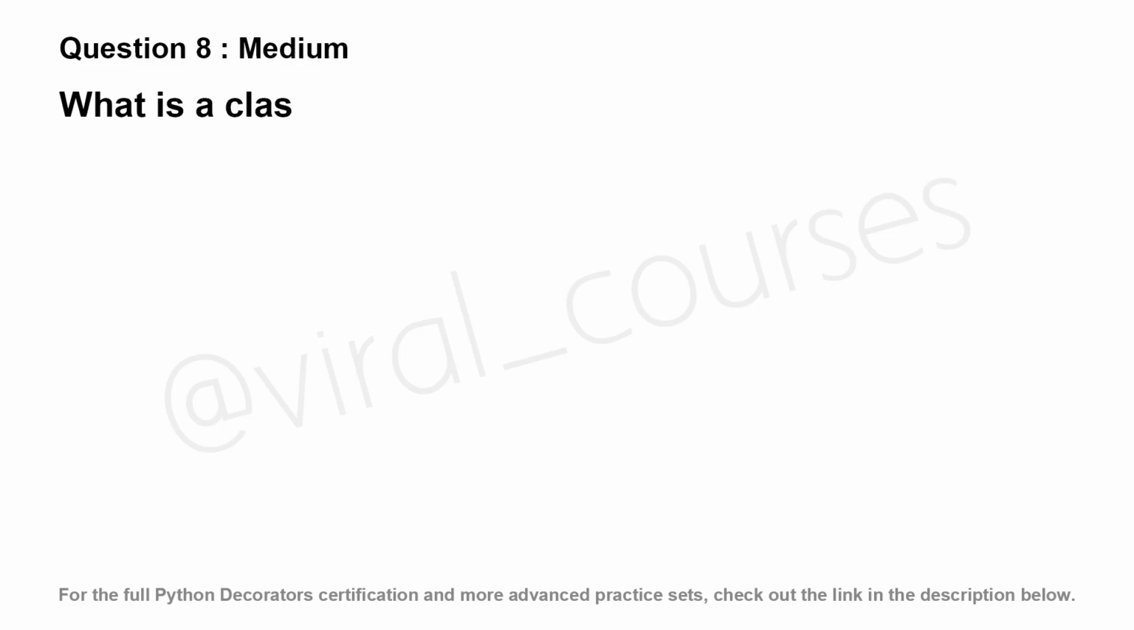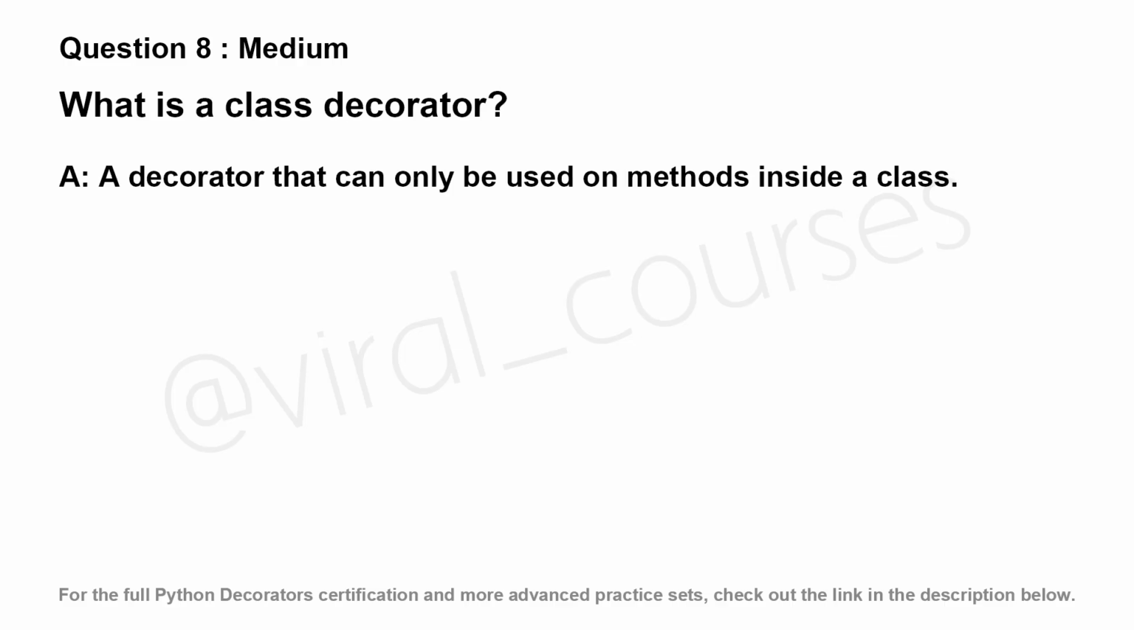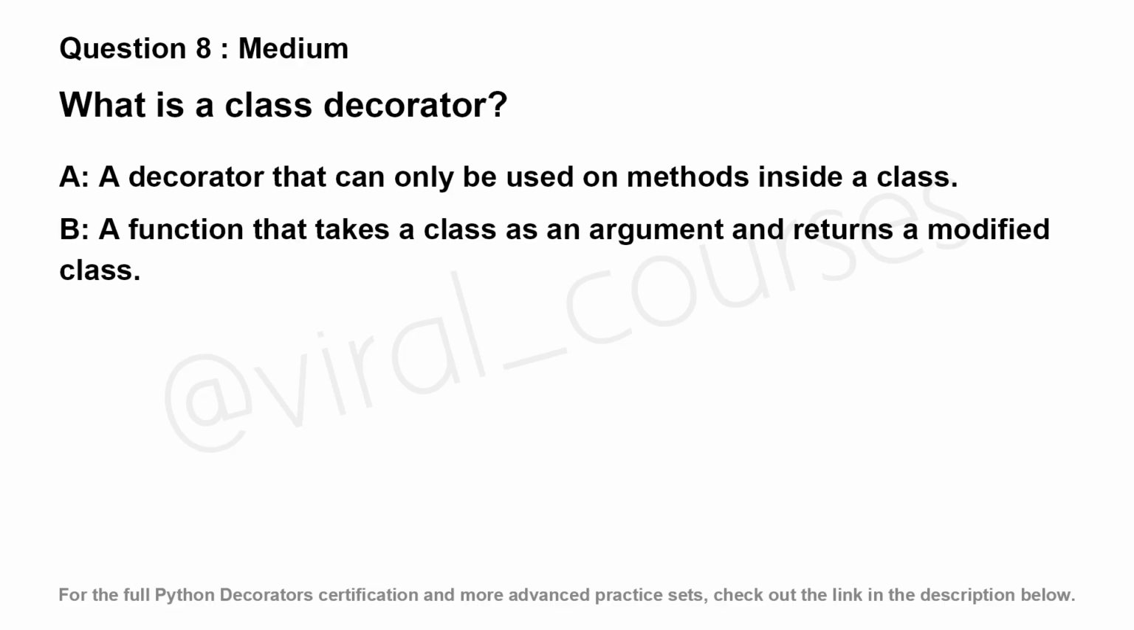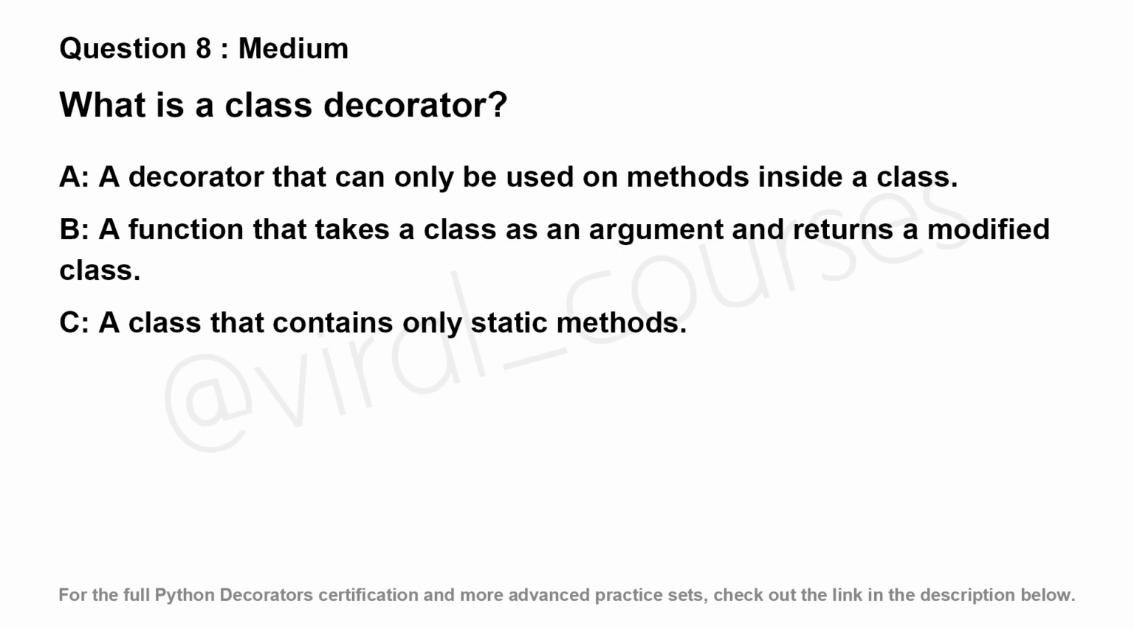What is a class decorator? Option A. A decorator that can only be used on methods inside a class. Option B. A function that takes a class as an argument and returns a modified class. Option C. A class that contains only static methods. Option D. A way to delete a class from memory.